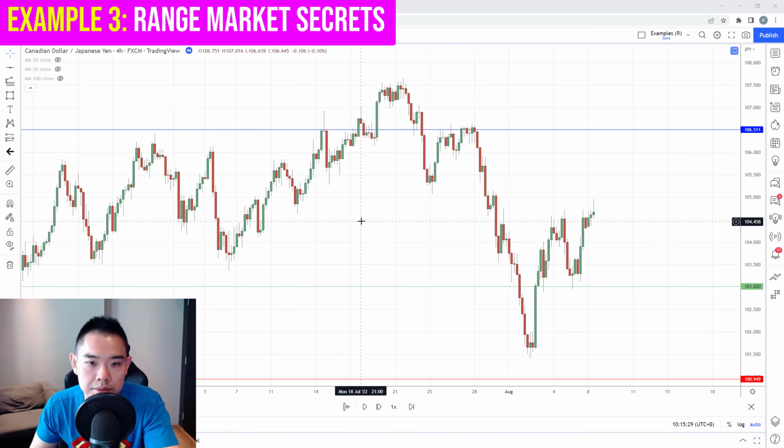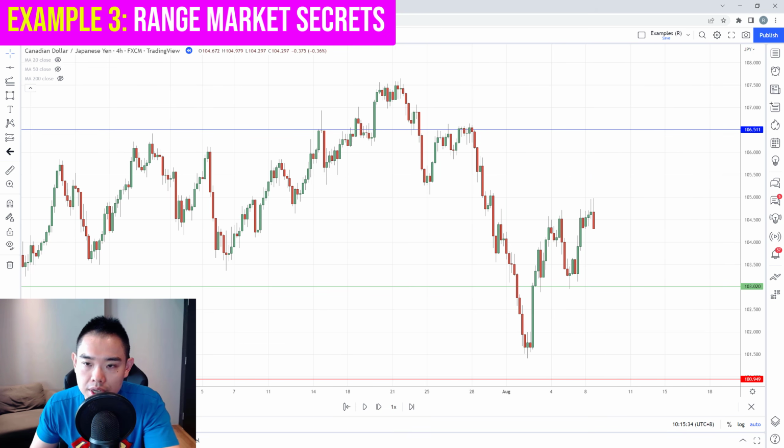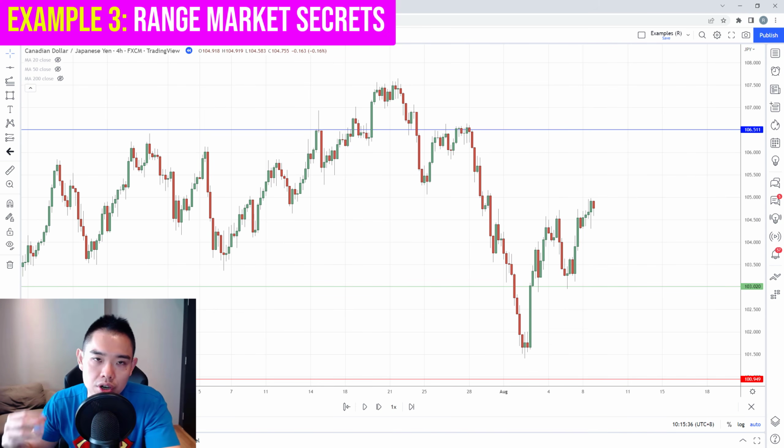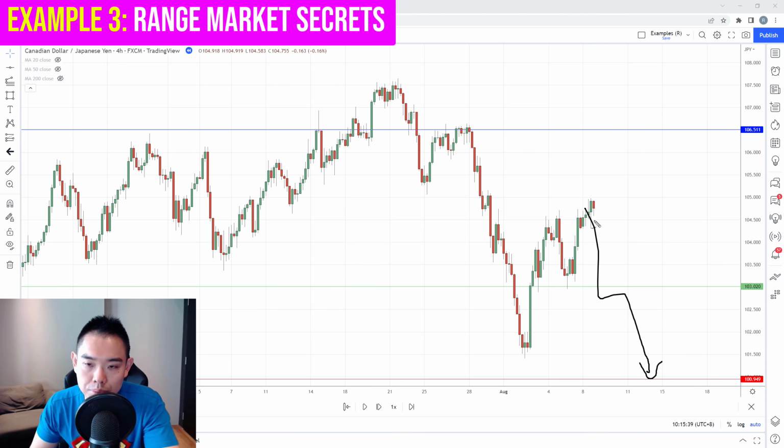In this case, we've exited half our position at this high. Let's see what happens. Once you exit half a position, it's psychologically easier on you, because if the market does reverse back lower and hit your stop loss, it's not going to be a loss for you because you already booked some profits at this high over here.